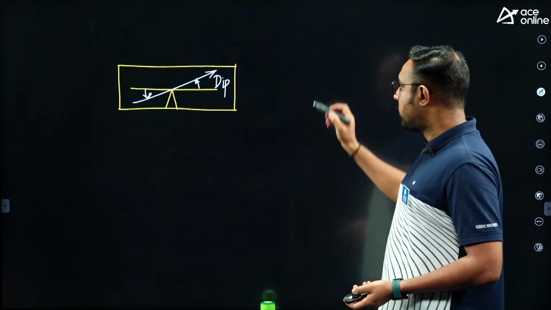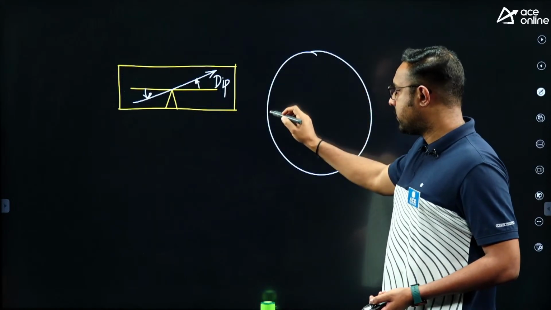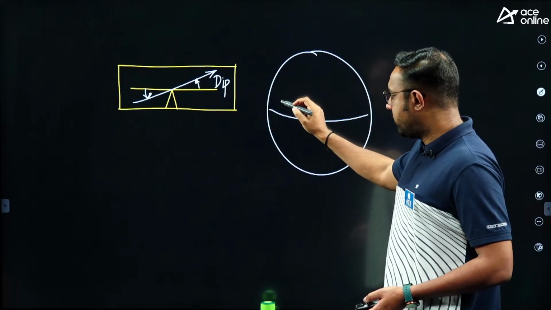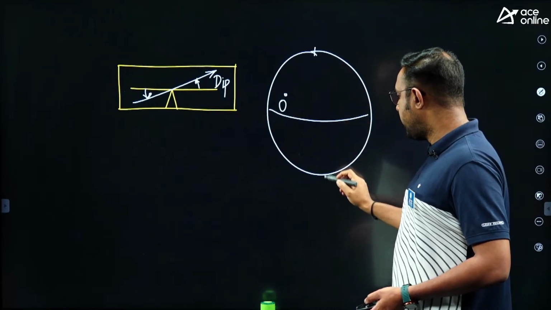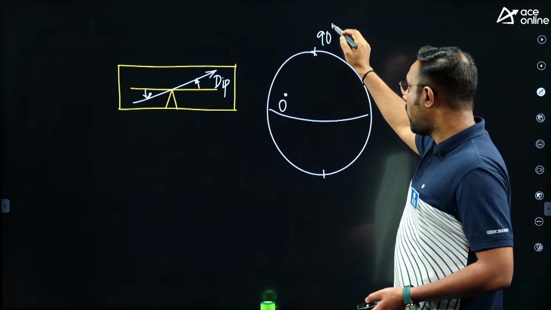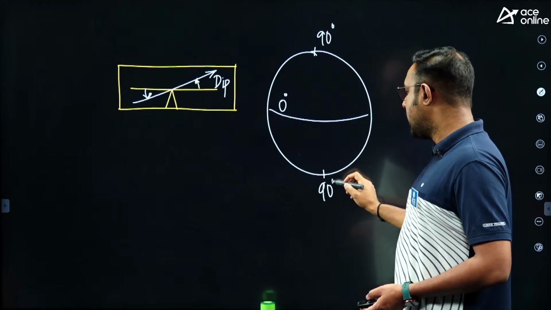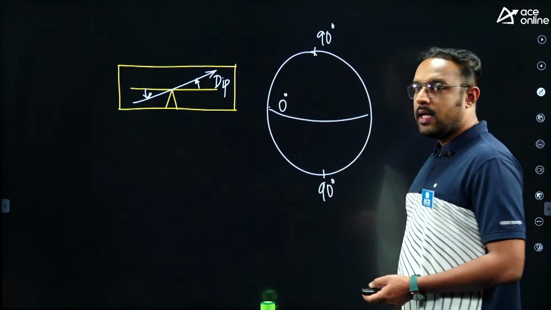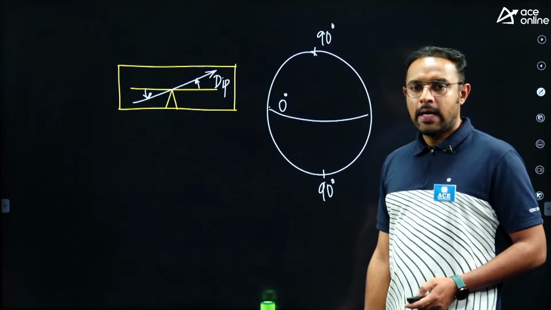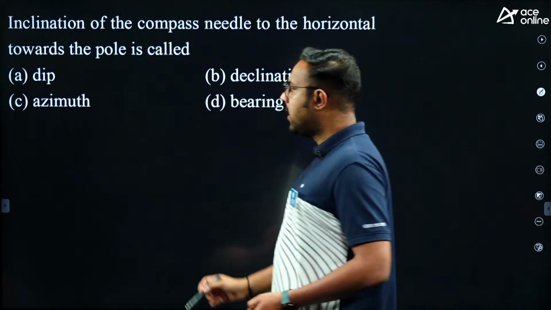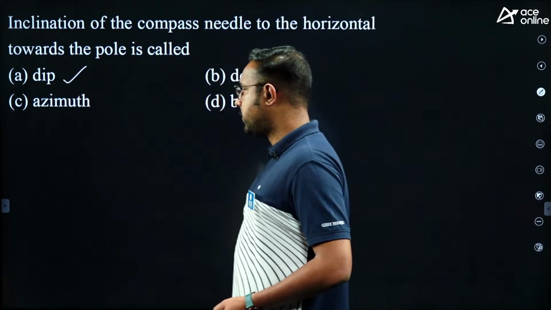Now please remember, if you take the earth surface like this, along the equator dip angle is 0 and at the poles the dip angle will be 90 degrees. So anywhere between equator and pole, dip will range from 0 to 90 degrees. So what is the answer here? The answer is dip.